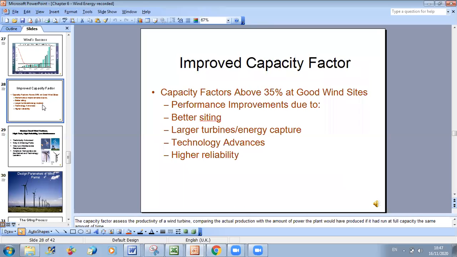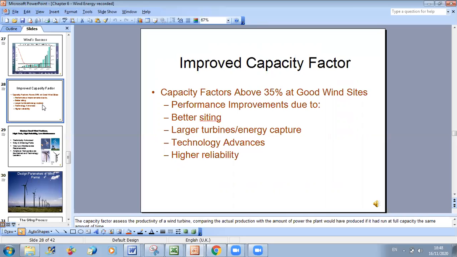Now, how to improve the capacity factor? This is one of the questions which was asked. For the capacity factor, we can do several things. First, we can choose a good location where the velocity of wind is high.